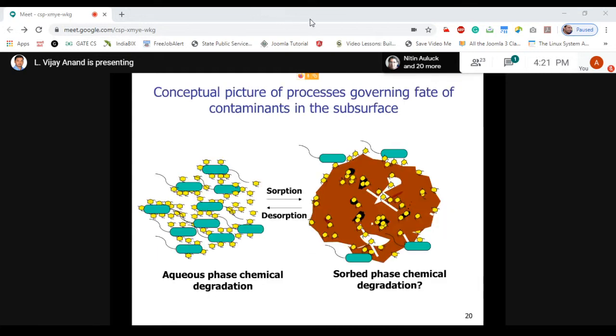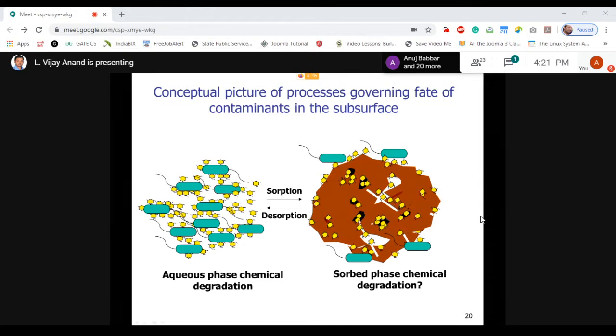Here is a cartoon of the various processes that govern contaminant transport in the subsurface. On the left, the light green ones are the bacteria, and the yellow ones are the pesticides. In the aqueous phase, that is essentially what I'm depicting: the microbes degrading the pesticide. But that is not the real system, right? The subsurface has soil also in there. So on the right, you have the brown representing soil, and soil is not homogeneous.